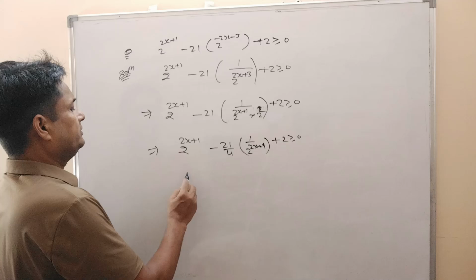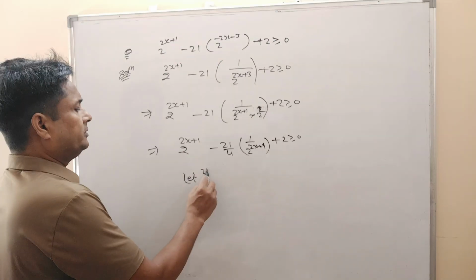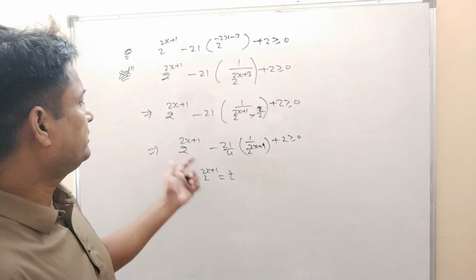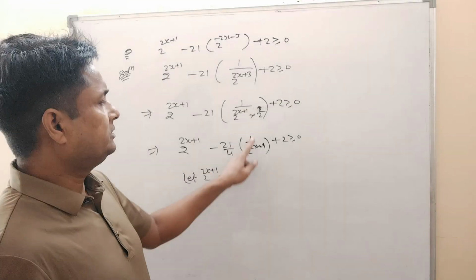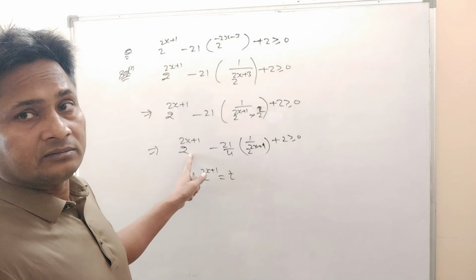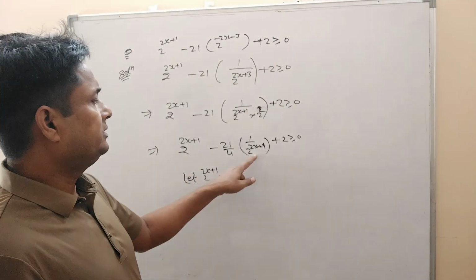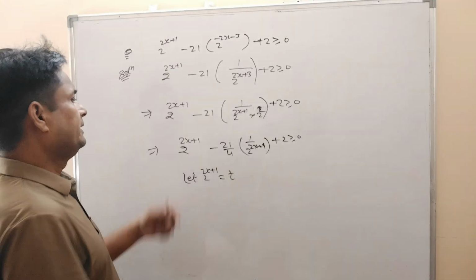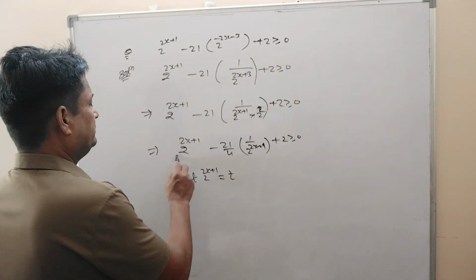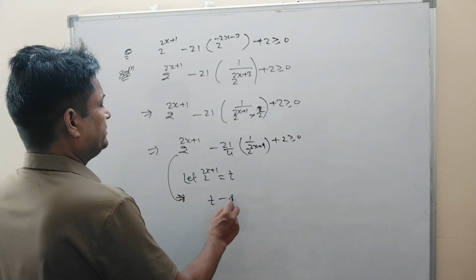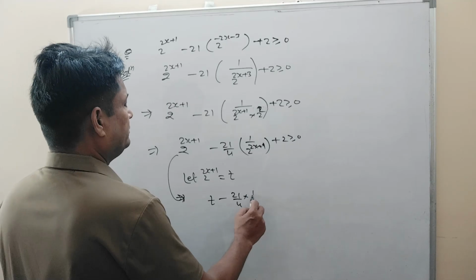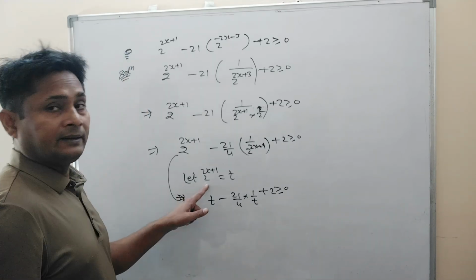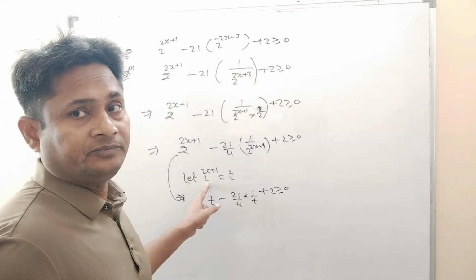Now substitute here. Let 2 to the power 2x plus 1 be equal to t. Because here is a symmetric value, in both places there is a term 2 to the power 2x plus 1. So substitute it with t, then what will this equation be? This equation will be t minus 21 by 4 into 1 by t plus 2 greater than or equal to 0. And see here, the base is positive.